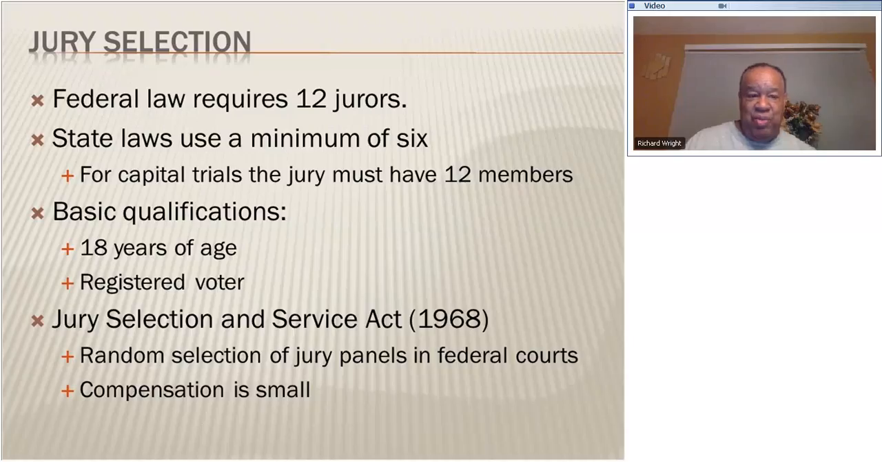Jury selection under federal requires 12. Some state laws use a minimum of 6. However, in our cases in Illinois, 12 is the number, and then you have 2 alternates. And so basic qualifications is 18 years of age, registered voter, and are randomly selected by individuals. Says compensation is small, absolutely correct. You don't get much money. It is a duty, and if you don't serve and you're not excused, then you can end up being arrested.